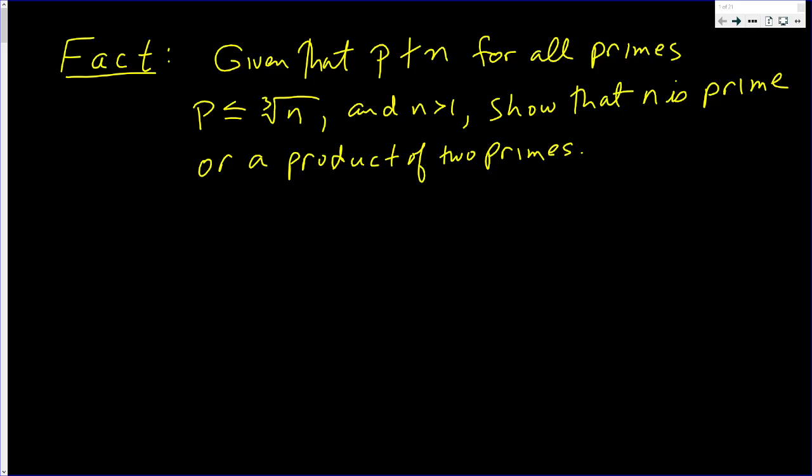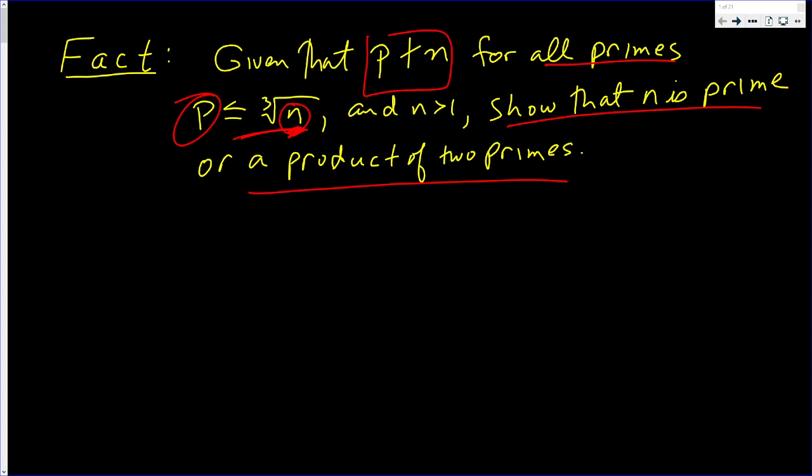In this video, we're going to prove an interesting fact. Given that P does not divide N, and N is what's underneath the cube root sign, if P does not divide N for all primes less than the cube root of N, and N is bigger than 1, we want to show that N is prime itself, or N is a product of 2 primes. So, proof.